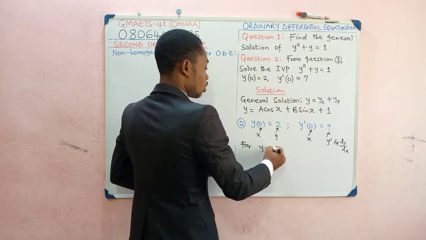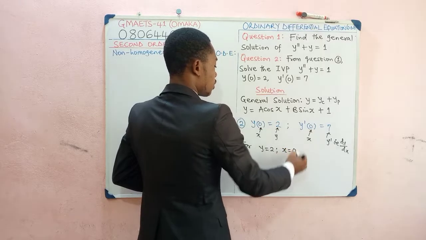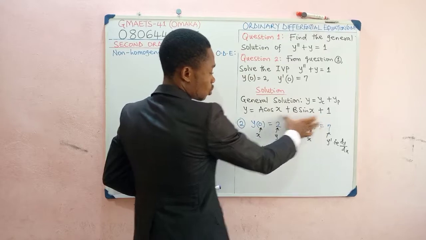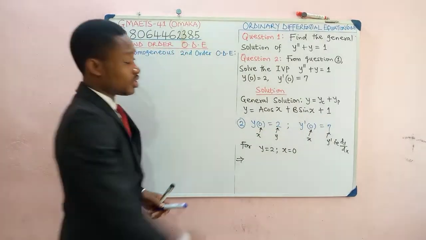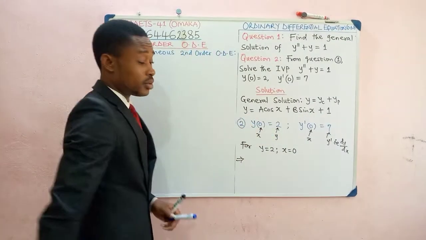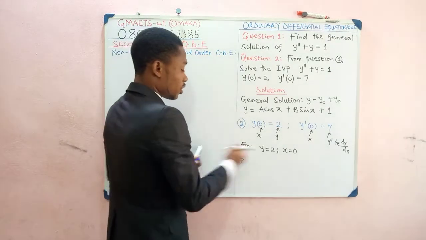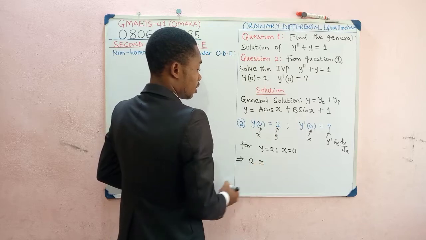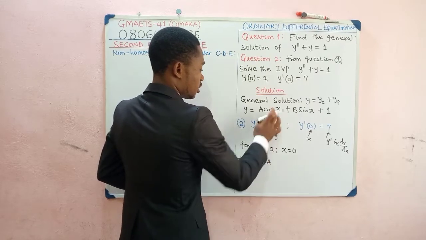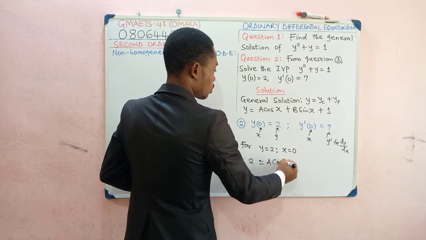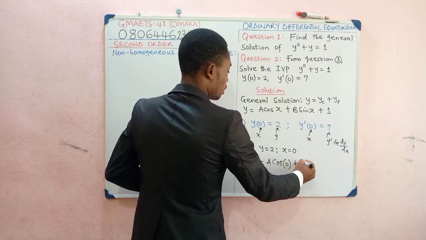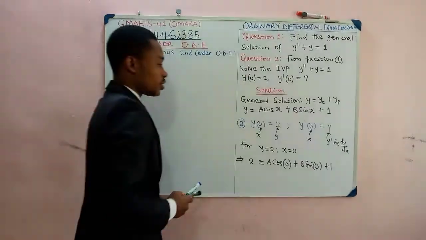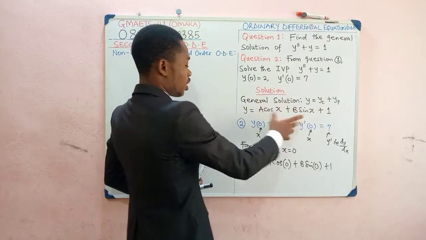For y equal to 2 when x is equal to 0, it implies that we are going to substitute into this general solution we obtained. Is that okay? Because this general solution gives us the value of y. So I'm going to substitute 2 here, to have 2 equal to a cos 0, plus b sine 0, plus 1, right? So you see that we've replaced x and y with the values here.